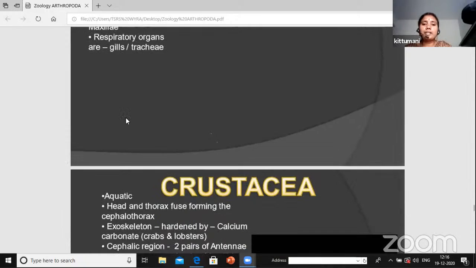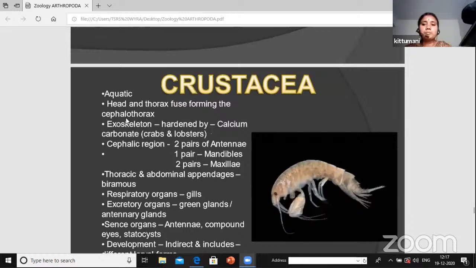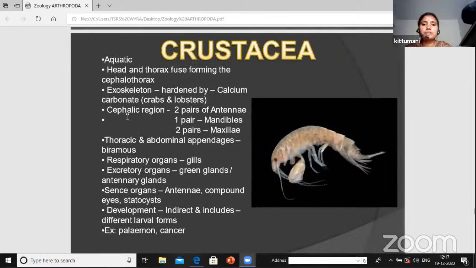Then next we will enter into the classes of the subphylum. The first class is the Crustacea. What is that, students? Crustaceans. The crustaceans are aquatic organisms, both marine and freshwater. The head and thorax fuse forming the cephalothorax. Here, all of you look at this picture. The exoskeleton is hardened by calcium carbonate. Which material? Calcium carbonate.